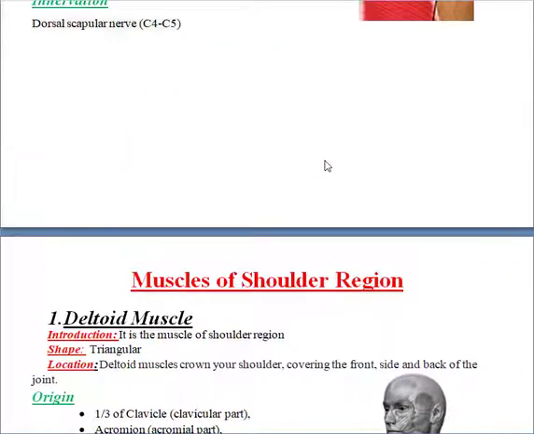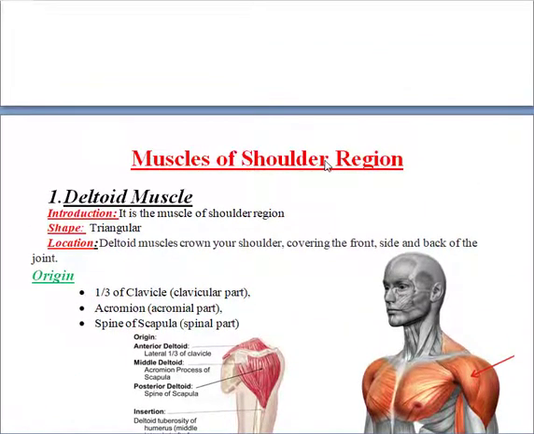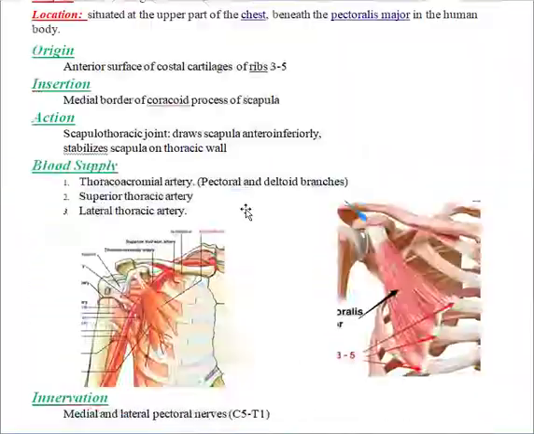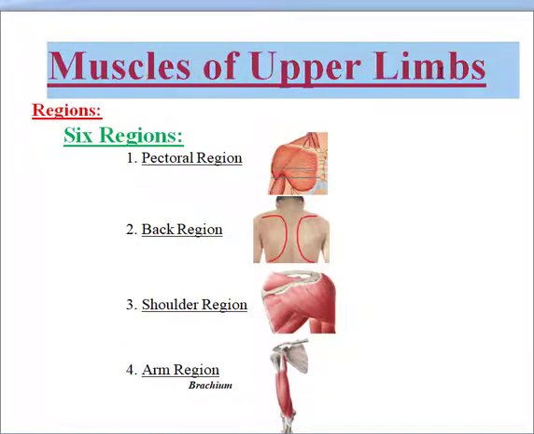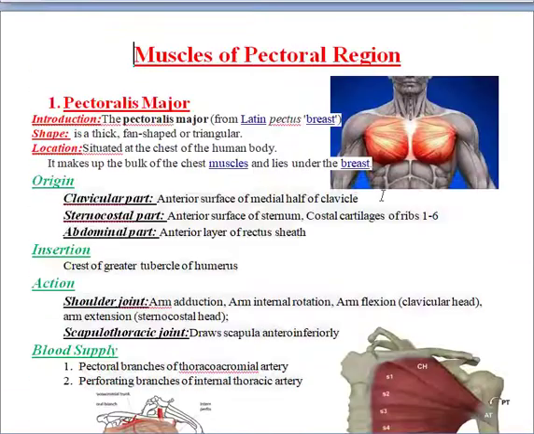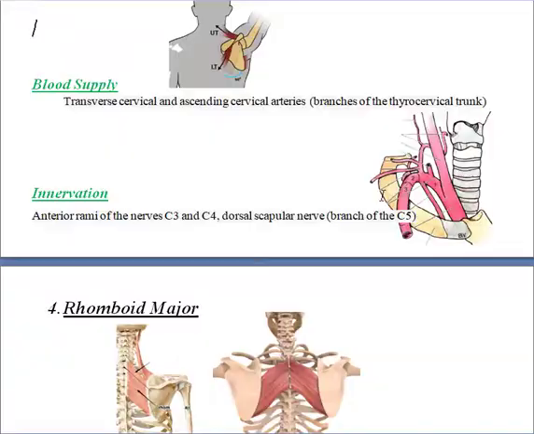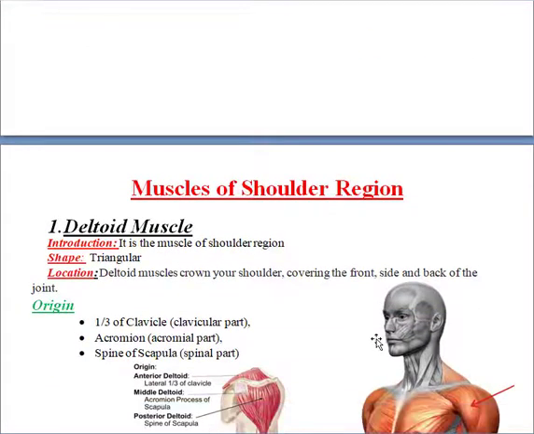Hey guys, welcome back. We are discussing the muscular system of the human body. In our previous lecture, we discussed the muscles of the back region and the muscles of the pectoral region. You can see here we are discussing the muscles of the upper limb, right? Now in this lecture, I am going to discuss the muscles of the shoulder region.